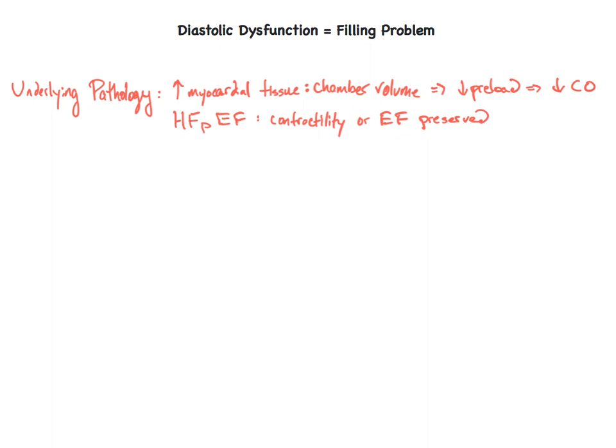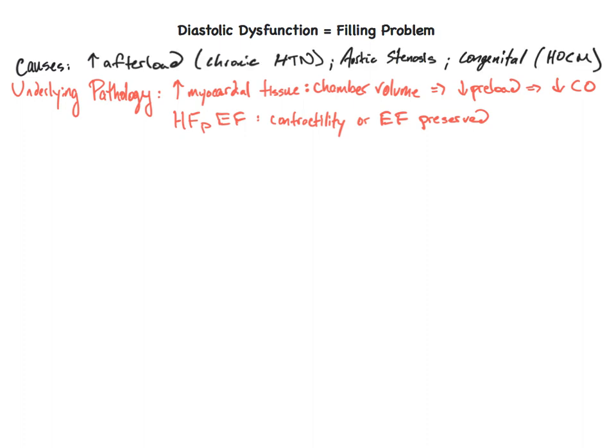So we have to think, why is the myocardium thickened? If we remember back to previous lectures, we talked about how myocardium will hypertrophy in response to an increased pressure or an increased afterload. We also have congenital defects in myocardium that lead to a thickened ventricle that can behave with diastolic dysfunction characteristics. So what are those diastolic dysfunction characteristics?